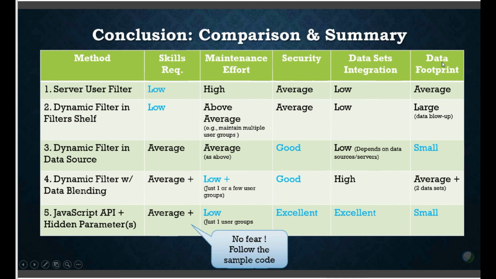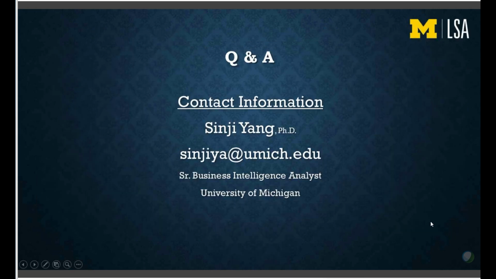And data footprint speaking, number 2 is very huge because it blows up the data. Number 3 is small because we do data filtering at the data source. Number 4 is average plus because there are 2 data sets there. Number 5 is very good because we filter the data at the data source. So let's conclude our presentation. If you have any questions, you can let me know.